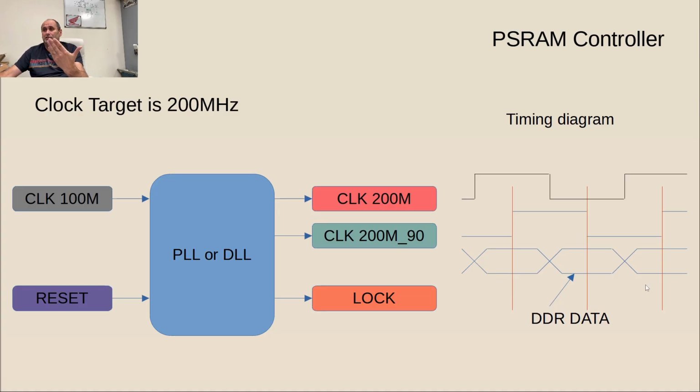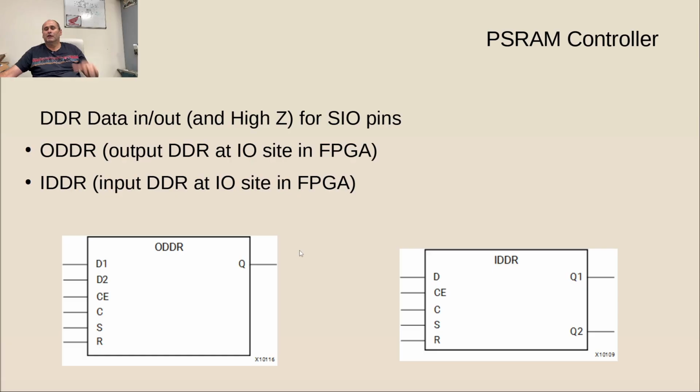Now, when the memory is going to send data to us, all those changes are going to be shifted based on this clock. So we need to sample on this clock. Everything FPGA is going to use this clock. Everything memory is going to use that clock. Okay, now we have a lock signal which shows when the PLL or DLL has achieved lock after a reset.